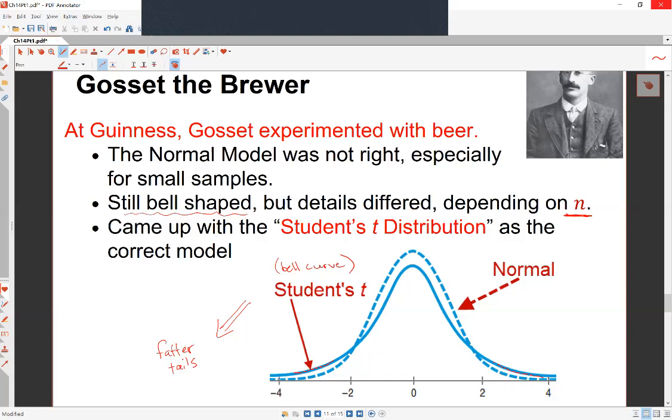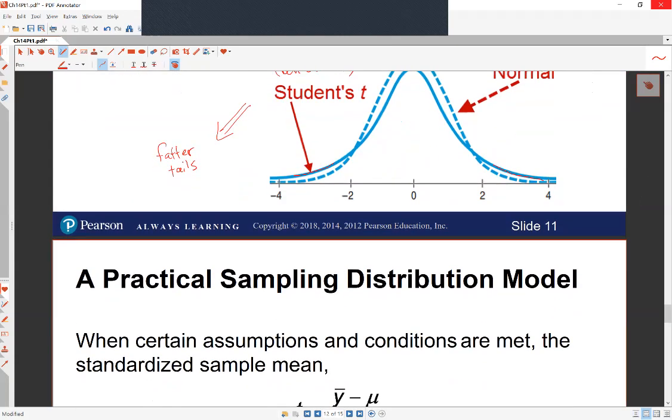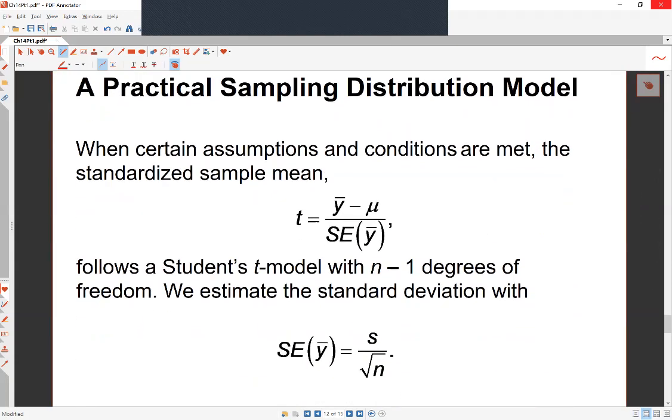So you are more likely to have very large positive or very large negative values with a t-distribution than with a normal distribution. And Gossett found that when he was working with the sample mean, if the sample size was small, he couldn't rely on the normal distribution. He had to use student's t-distribution for those calculations.